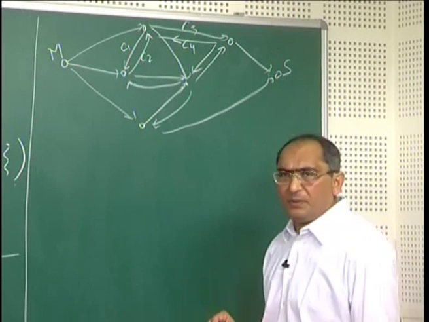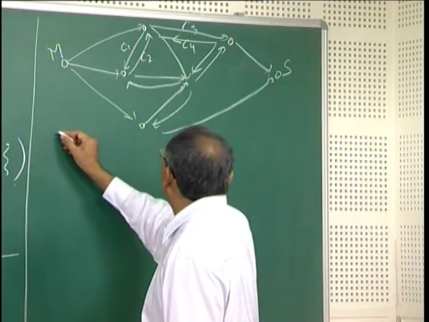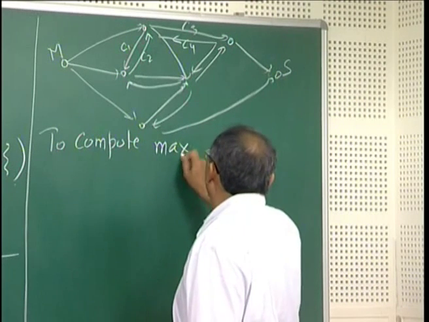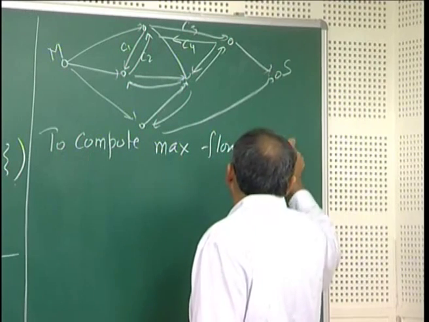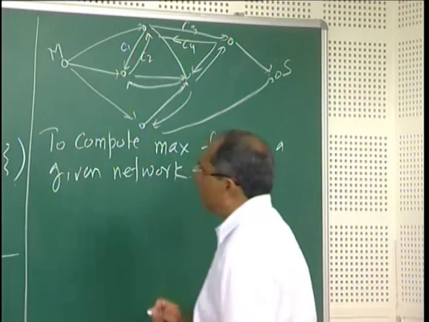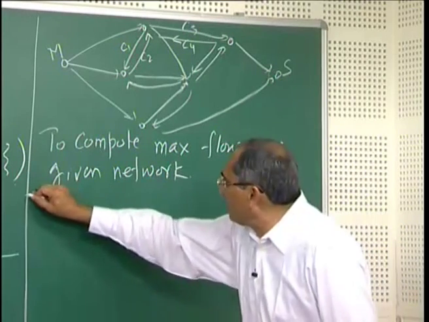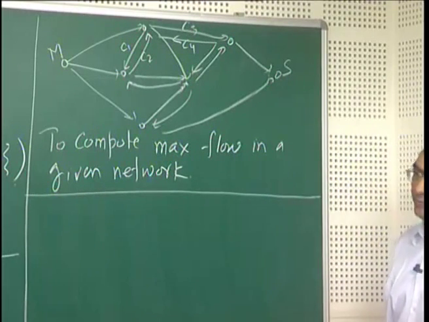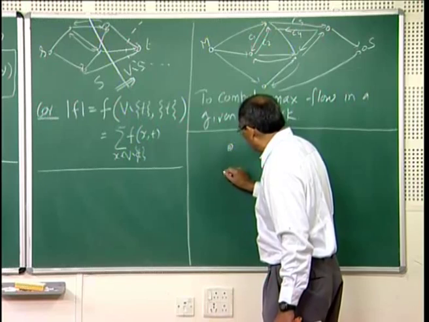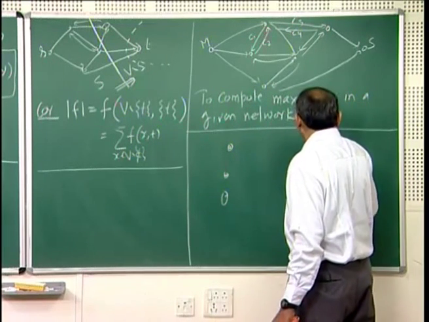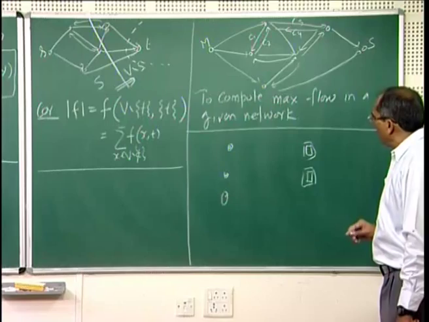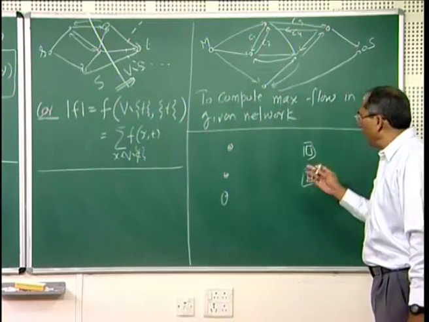And that is precisely the problem that we want to address in the next lecture, that is to compute max flow in a given network. Before I close, the last point is about multiple sources and sinks. Suppose we have several sources as well as several sinks in the network. How does this problem change in that case, or how do we handle this?